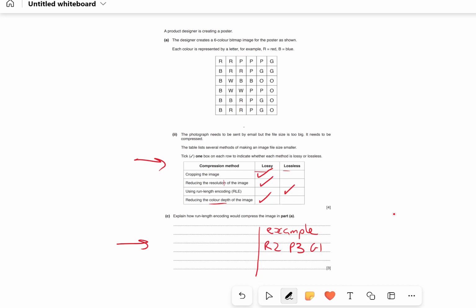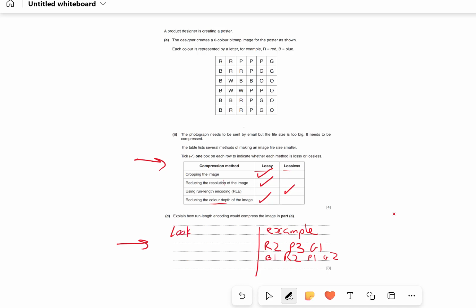Okay. We then got B1, R2, P1, G2. So same with that. I think we've made it worse. 1, 2, 3, 4, 5, 6, 7. Yep. Anyway, that is what it's doing. And that's my example. So how does it work?